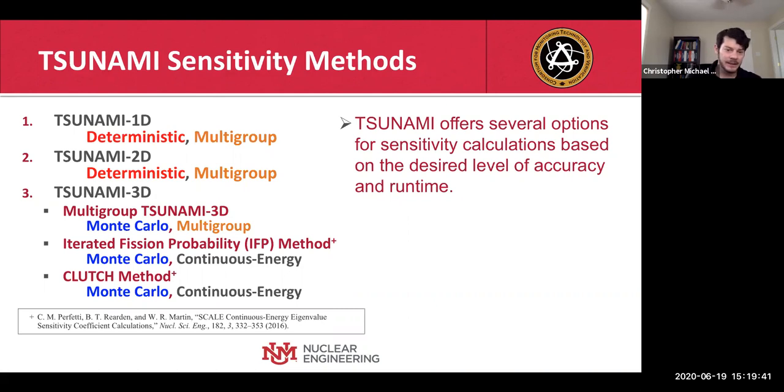in Tsunami. The first method is the iterative fission probability method, which was developed by a guy named Horowitz way back in like 56, I think. But Forrest Brown and Brian Kudrowski implemented it into MCMP a year or so before I started my work. So they pioneered that method in a CE Monte Carlo code. And then I developed another method called Clutch, which ends up being a little bit faster, a little bit more efficient on memory than IFP. So that's the scope of how we compute these sensitivity coefficients.